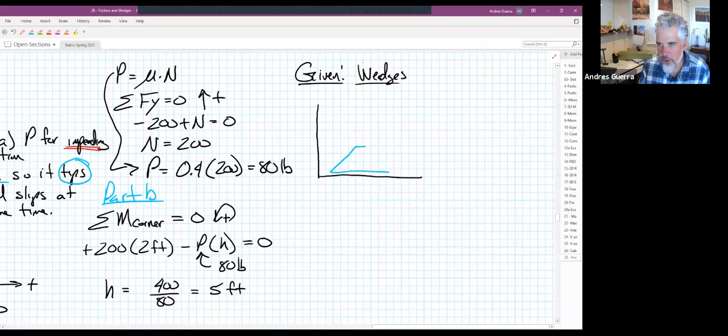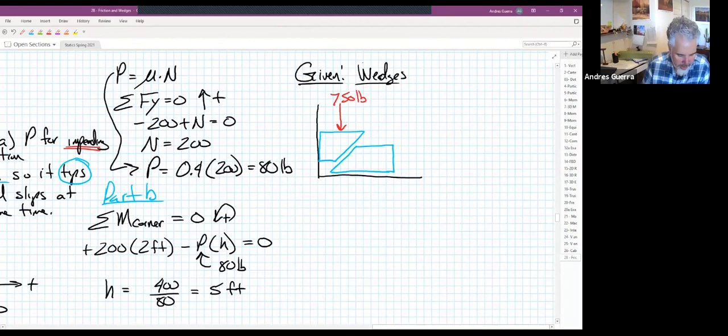I'm showing them floating, but that's just to make sure we know exactly where the contacts are. And then there's going to be another wedge right here, and it's touching the wall over there. The weight of the wedges is going to be negligible, but there's 750 pounds sitting on top of that wedge right there. And we're going to apply a force P to this wedge over here, and we're going to want to figure out what that value of P is.